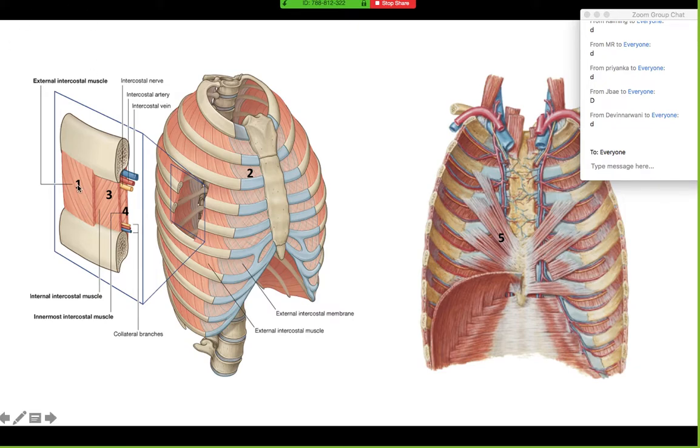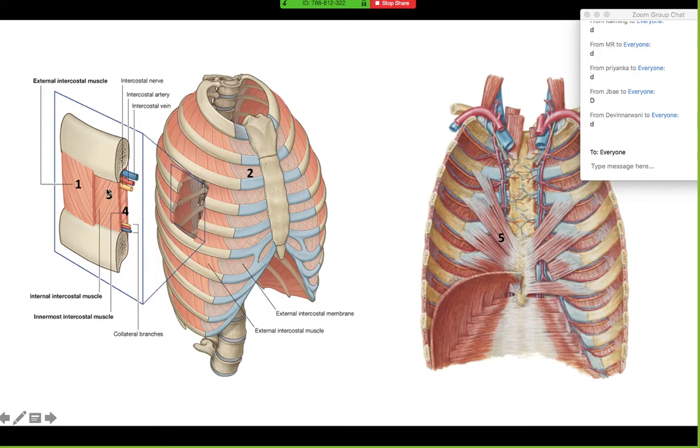So that's the number 1 here. It's running from the rib tubercles to the costochondral junction. So all the way back here towards the front, it stops right here, and then it becomes the external intercostal membrane. So that's number 2, from the costochondral junction to the sternum.